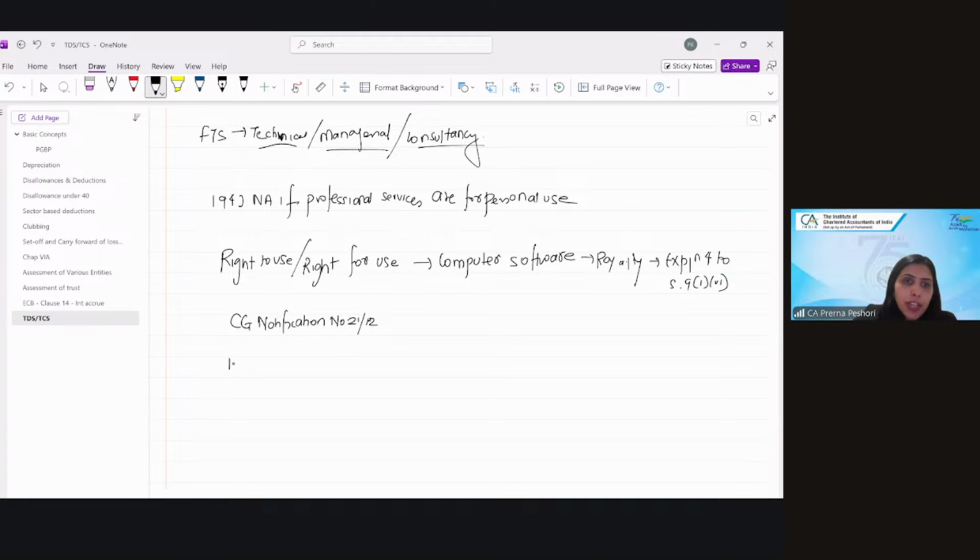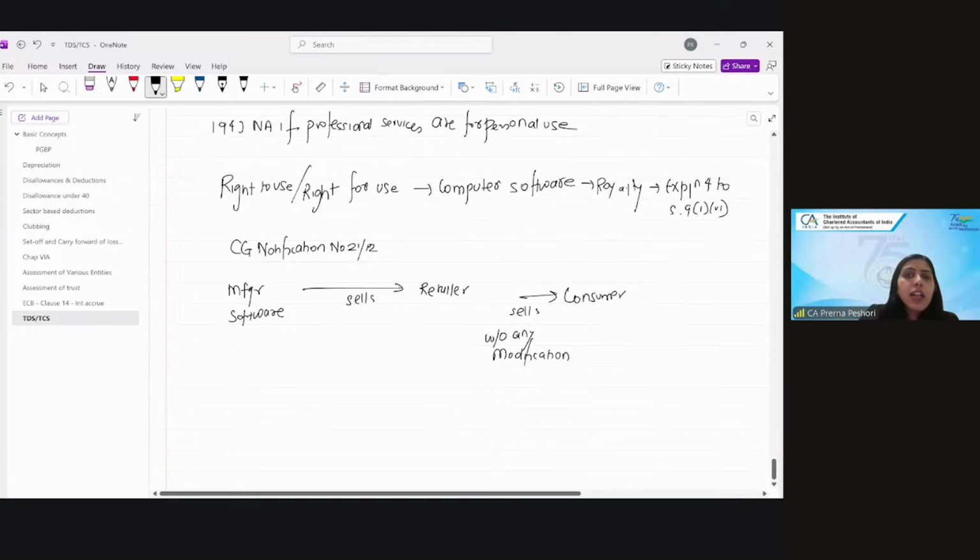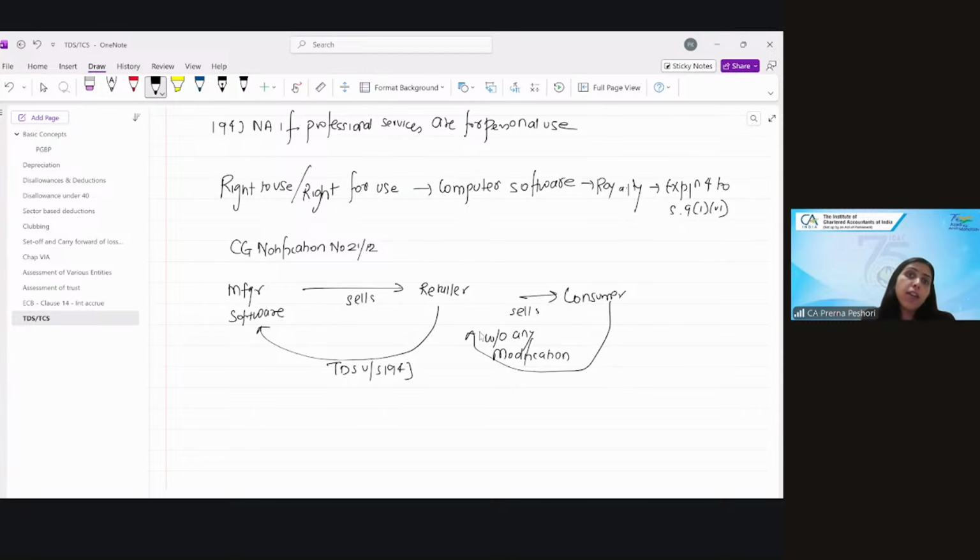So let's say, for example, there is a manufacturer of software. He sells the software to a retailer, which further sells it to a consumer or customer without any modification. So when the retailer makes the payment for purchase of software to the manufacturer, there will be TDS under 194J, because this is royalty. So again, when the consumer pays to the retailer, he will have to deduct the TDS.